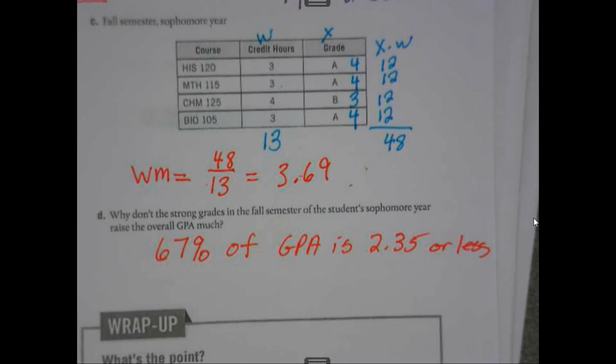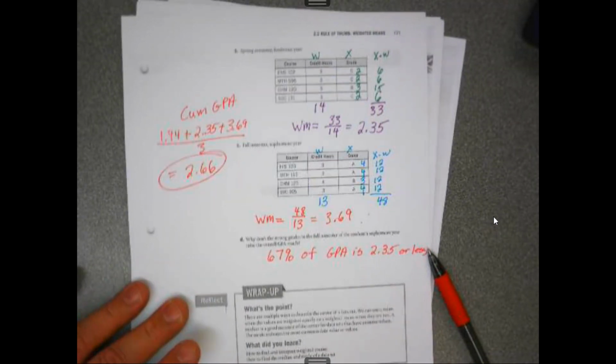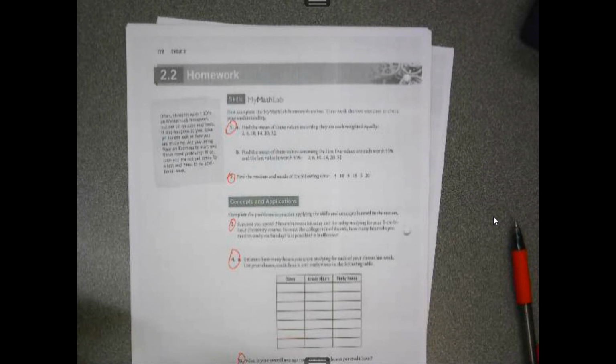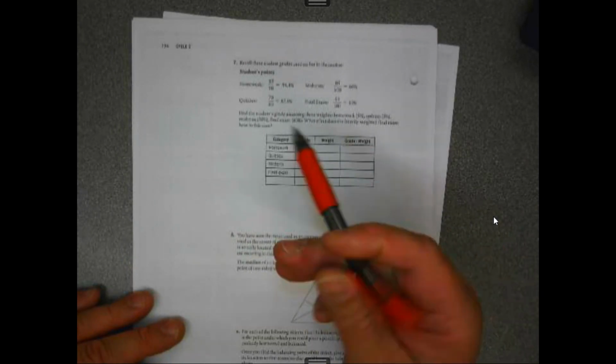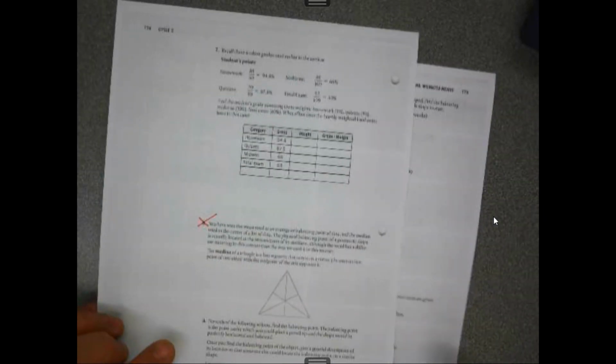Okay, that'll do it for the second part of 2.2. You should be able to do the rest of the homework. However, you do not have to do 8. Okay, 8 or 9. Actually, you can do 9. So just don't do 8.